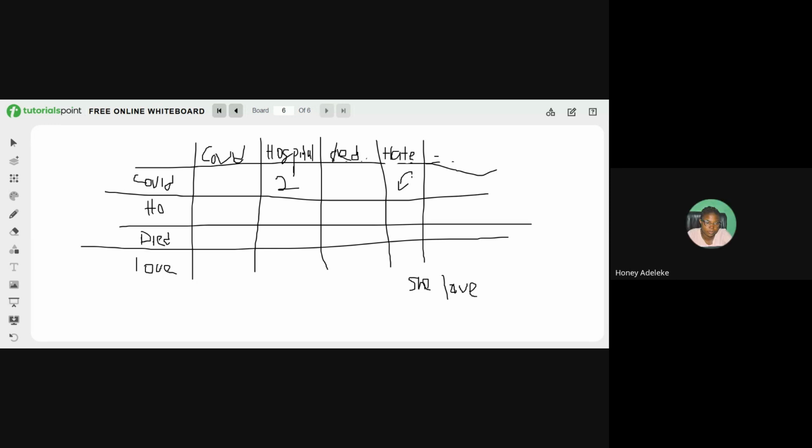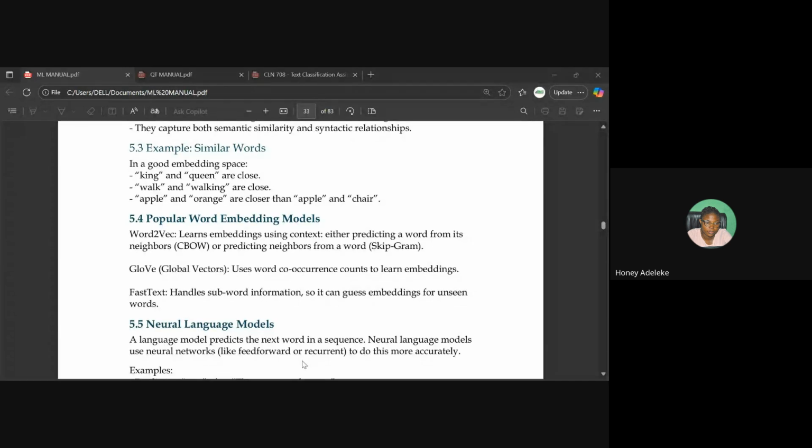Well, to the best of my knowledge, the global vector might not be able to classify the "there" as hospital, but the FastText should be able to classify it as hospital. The FastText is the third model that we have in our notes. Let me show you the screen. It uses subword information, so it can guess embeddings for unseen words.